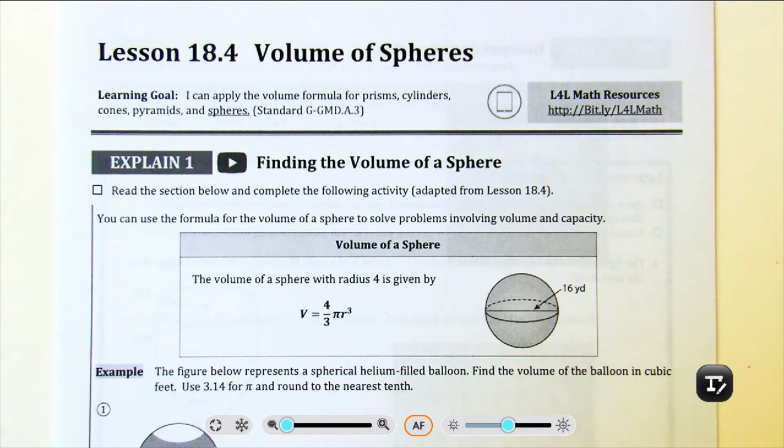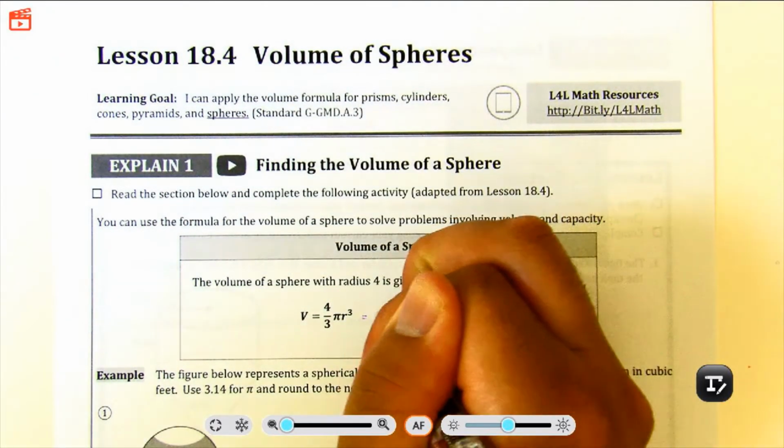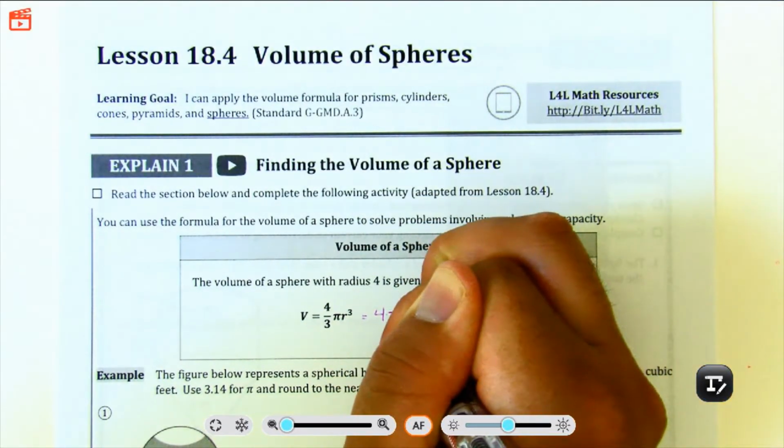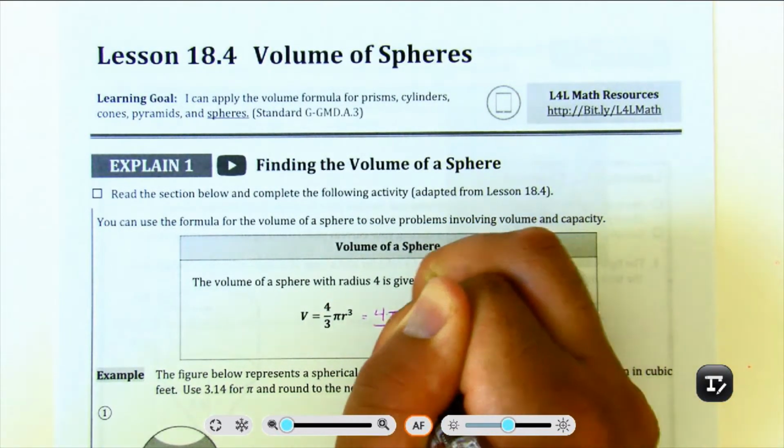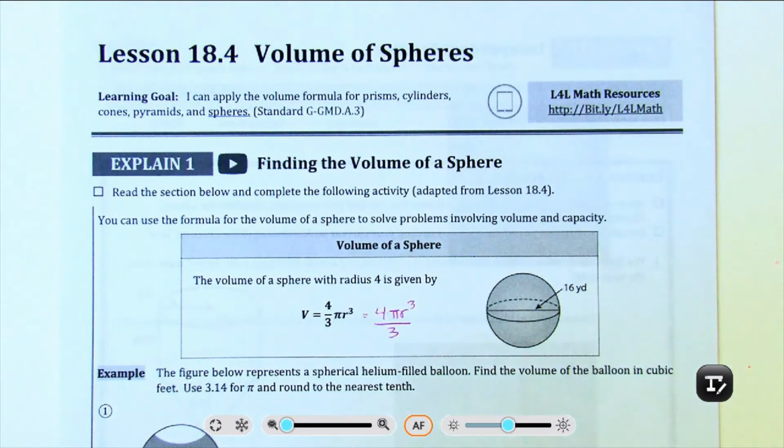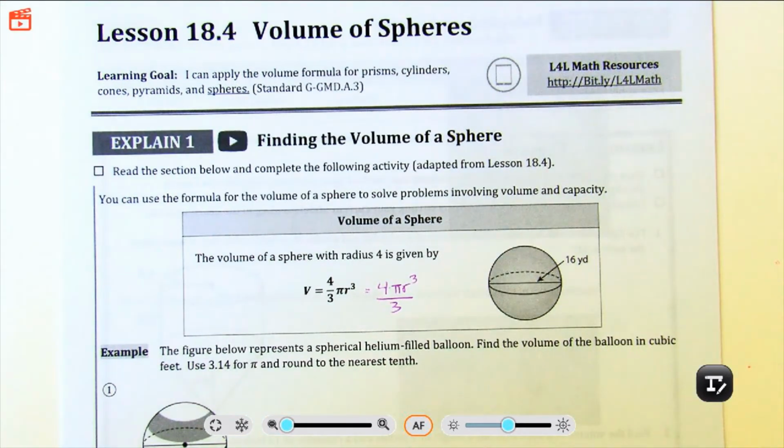In this lesson we are going to focus mainly on finding the volume of a sphere using this formula: the volume is equal to 4/3 times pi times the radius cubed. Another way of writing this formula, which I like to use, is 4 pi r cubed all divided by 3. That is the same as 4/3 pi r cubed.